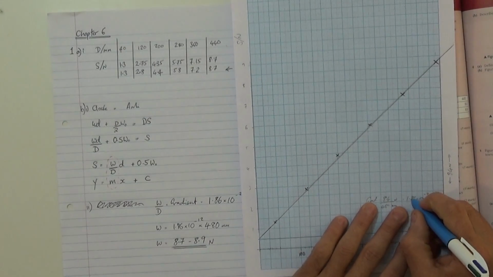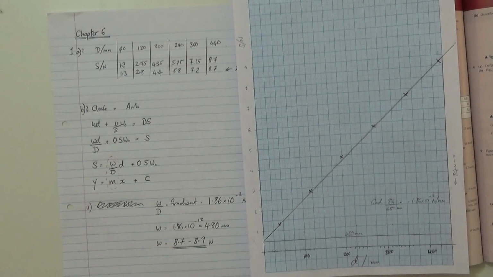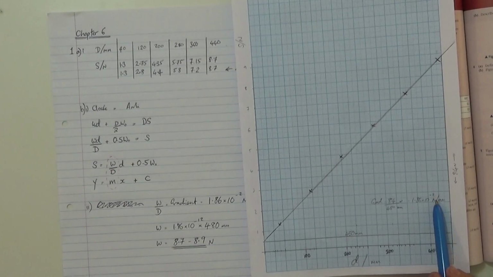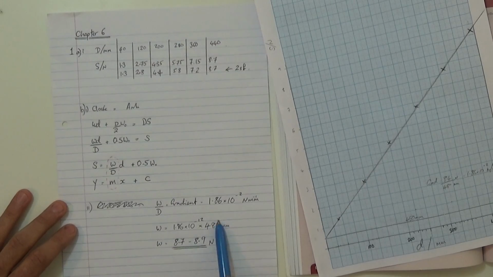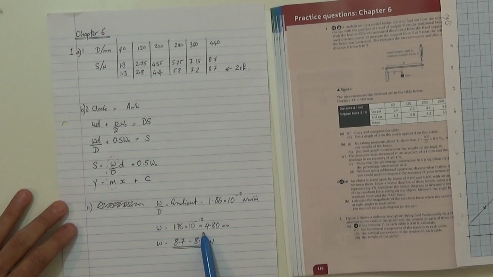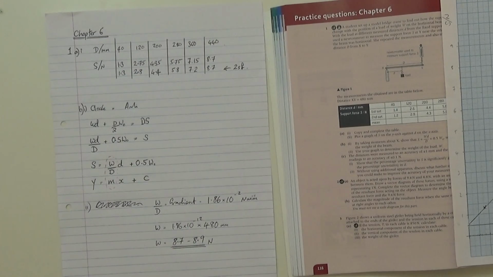But I have to warn you, it was a bit of a scruffy one. I didn't actually have a ruler, only a book to do it with. So that was 1.86 times 10 to the minus 2 I got for my gradient. And then they tell you in the book that 480 is the distance D, it says it there. Okay, so now we simply multiply D through and we get W. Now my W came out, I can't remember what it came to, but let's say it's anywhere between 8.7 and 8.9, and that'll be a correct answer for that.